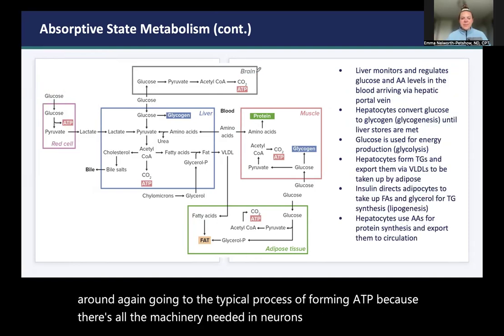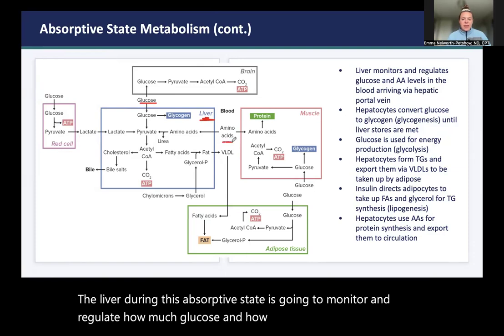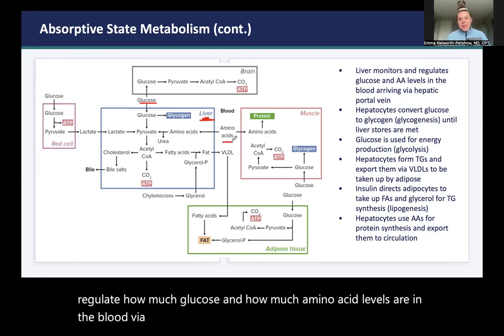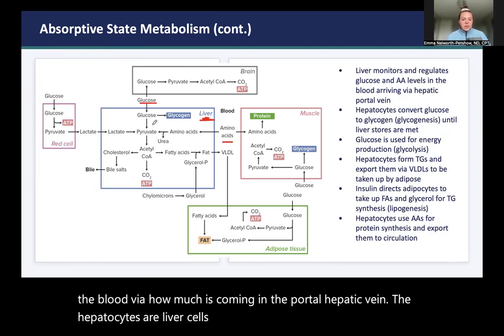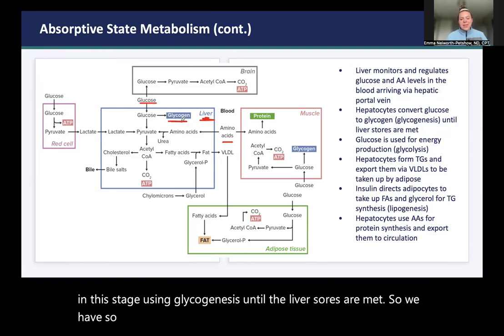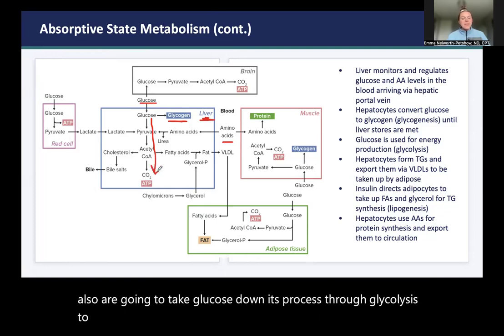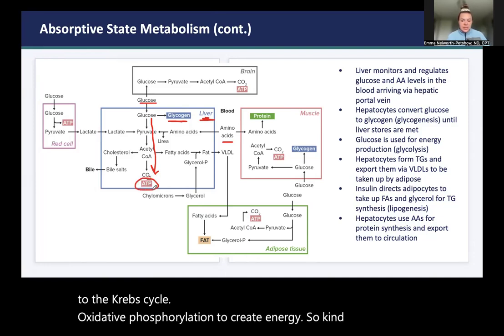The liver, during this absorptive state, is going to monitor and regulate how much glucose and how much amino acid is in the blood via how much is coming in the portal hepatic vein. The hepatocytes, our liver cells, are going to convert glucose to glycogen in this stage using glycogenesis until the liver stores are met. So we have so much glucose, we can create our storage forms. We also are going to take glucose down its process through glycolysis to the Krebs cycle to oxidative phosphorylation to create energy. So kind of your classic aerobic respiration here.